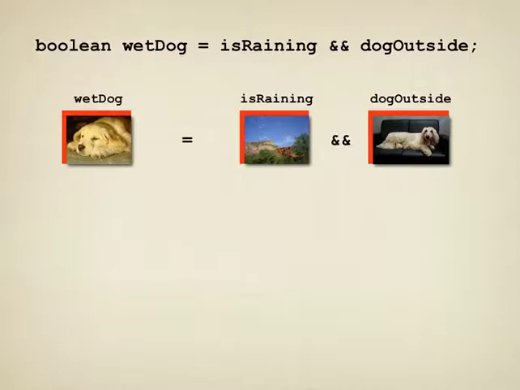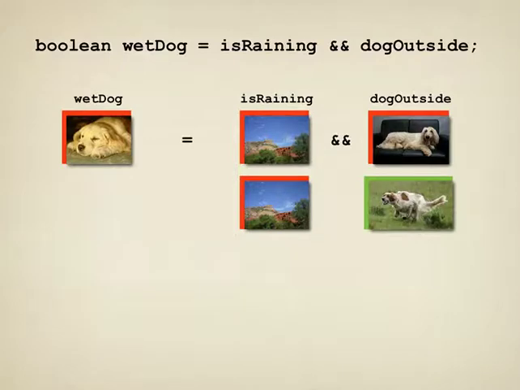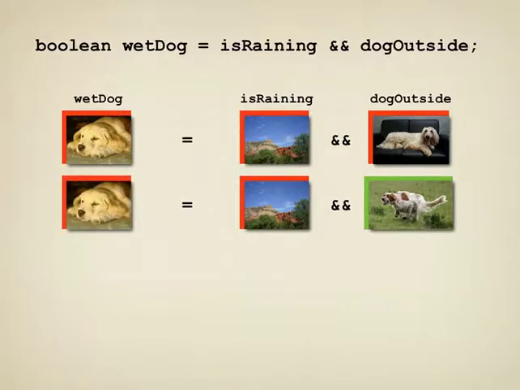Well, let's look at the other conditions. Suppose that it's not raining. So is raining is false. But my dog is outside. But that's not enough. It's not enough for him to be outside. He has to be outside when it's raining to get wet. So if I and these things together, the fact that one is true doesn't help us because the other one is false. The result is I still have a dry dog. Wet dog is false.